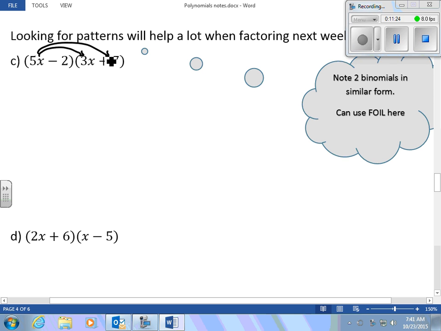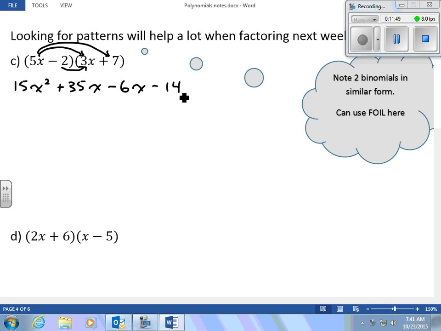I've got 5x times 3x to get 15x squared. 5x times 7 is 35x. And now I'm going to think of that as a negative 2 times each of those terms. So negative 2 times 3x gives us a negative 6x. Negative 2 times positive 7 gives us minus 14. So the middle two terms are both x terms that we can combine. So we end up with 15x squared plus 29x minus 14.